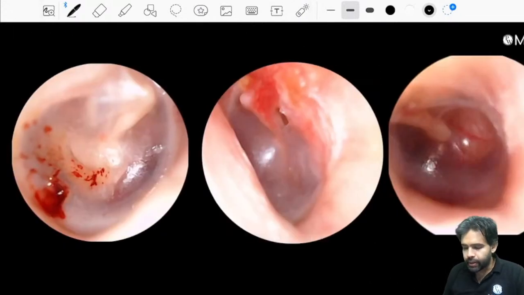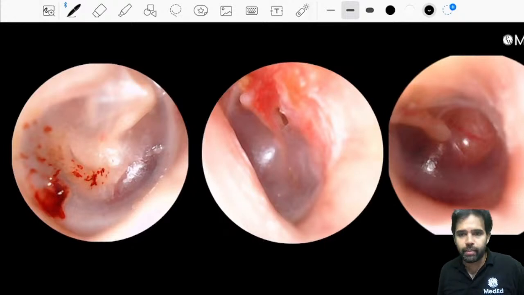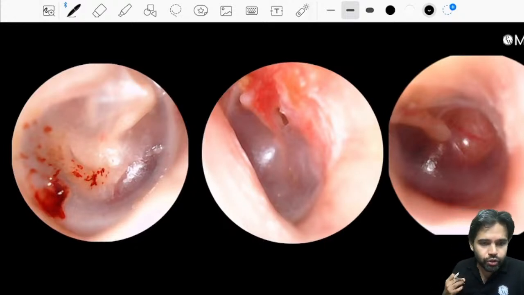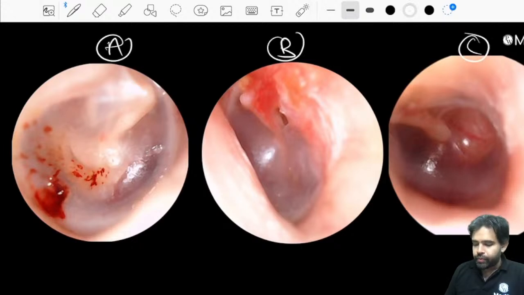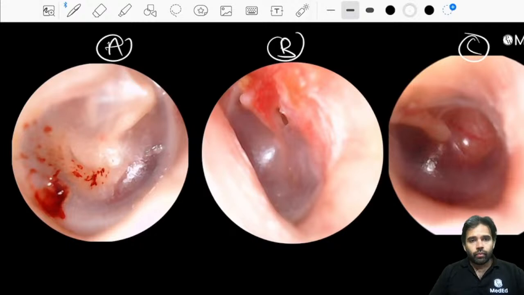Okay, now here are some more images. These are taken from my camera, so just to give you some more varieties of what is A, B and C. Okay, so A is a freshly injured ear.